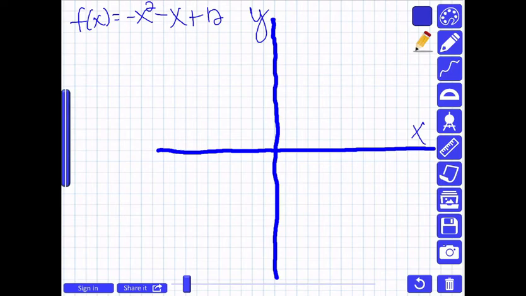All right, so we are going to look at this function negative x squared minus x plus 12, and we are going to graph it without using a calculator. In order to do that, we're going to look at the axis of symmetry. The axis of symmetry is x equals negative b over 2a. B is negative 1, so negative b is positive 1 over negative 2, which is the same as negative 1/2. So my axis of symmetry is going to be the vertical line at x equals negative 1/2.